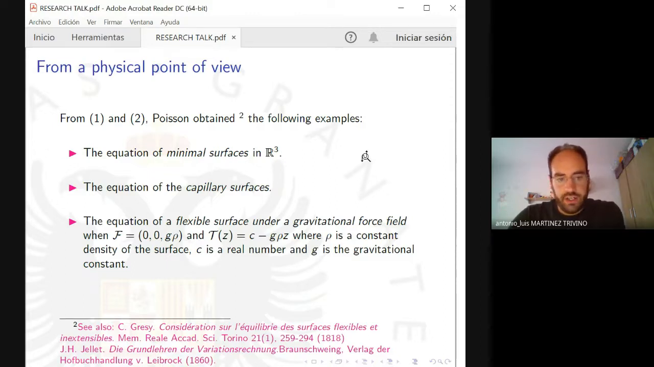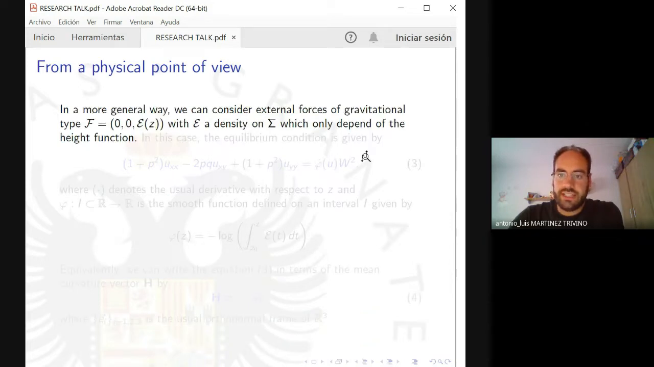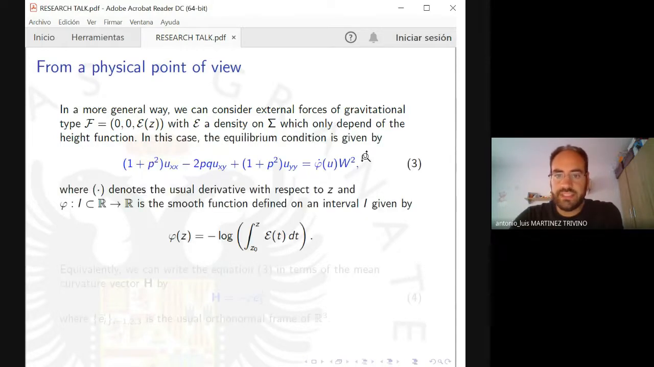In this last case, in a more general way, we can consider an external force of gravitational type given by this function, such that its density only depends on a function of the third coordinate. In this case, the equilibrium condition is given by the following equation, where phi is the smooth function defined in this form. Notice that in this case, the potential of the force is given by the exponential of this phi. Moreover, notice that this equation generalizes the classical minimal surface equation in R3.